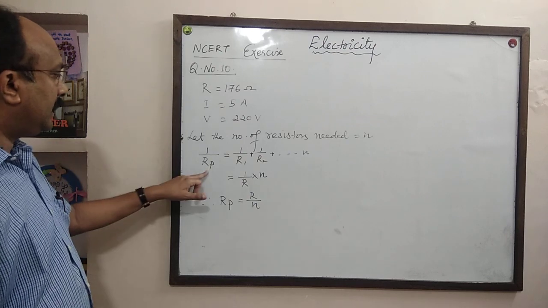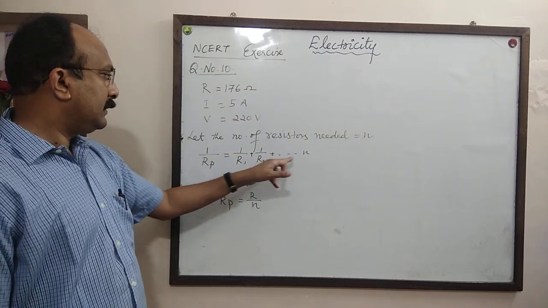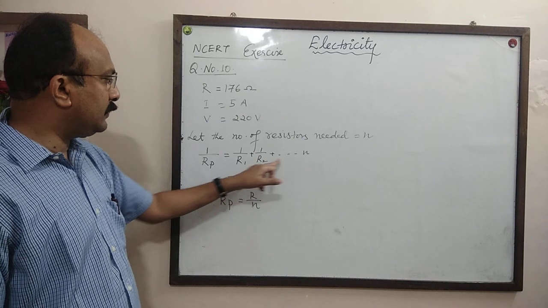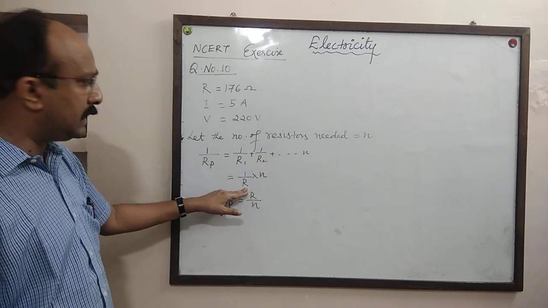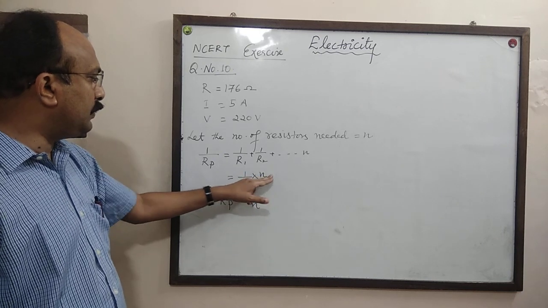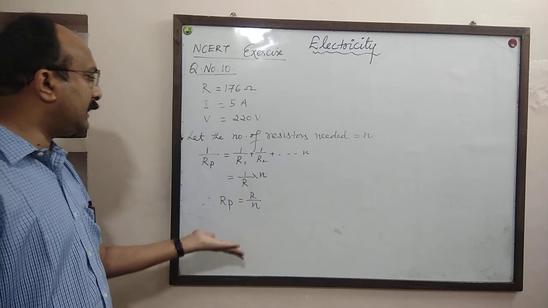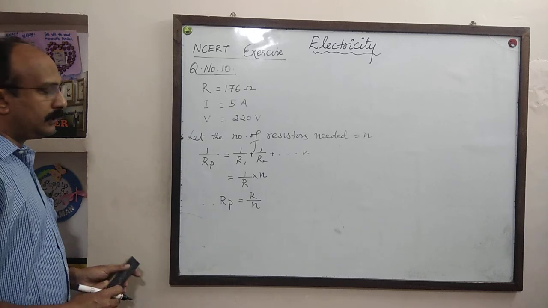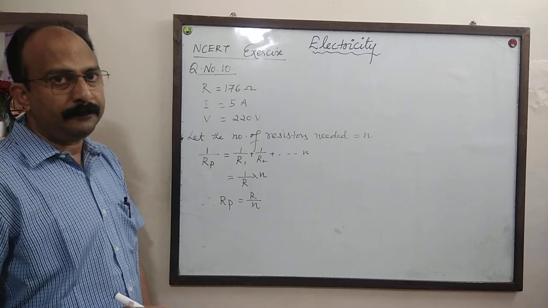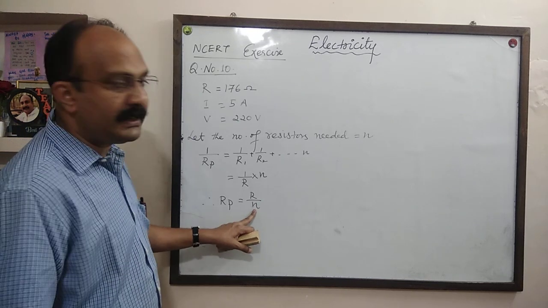Got it? I have used the formula. But R1, R2, R3 are same. So each R1, R2, R3 are taken as R. So it is 1 upon R into N, that is N upon R. So taking reciprocal, it is R upon N. So we got Rp equal to R upon N. Now what is the question? Find the value of this N.